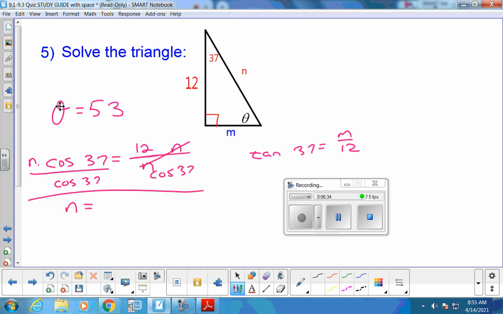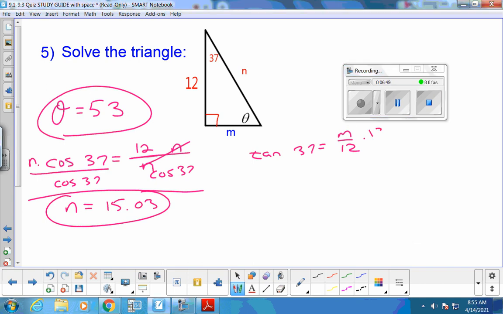So I'm typing in 12 over cosine 37. I got 15.03. That is matching my neighbor. And then over here, I'm going to multiply by 12. So it's 12 times tan 37, and that's 9.04. That also matches my neighbor. Pretty close. Within the hundredths.